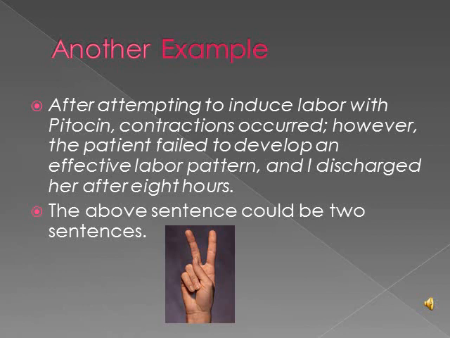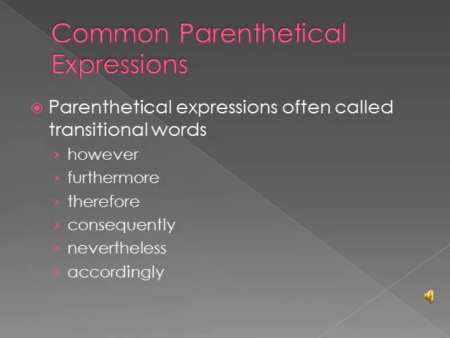We have a lot of options here, but notice where the semicolon is, before that parenthetical expression, however, comma after it. And again, you are the editor, so if you want to change this into two sentences, you could, because this is kind of a long sentence if you have this dictated. And again, just listing the most common parenthetical expressions: however, furthermore, therefore, consequently, nevertheless, accordingly. Again, these are not one of our FANBOYS, so if it's linking two independent clauses together, it requires a semicolon before it and a comma after it.